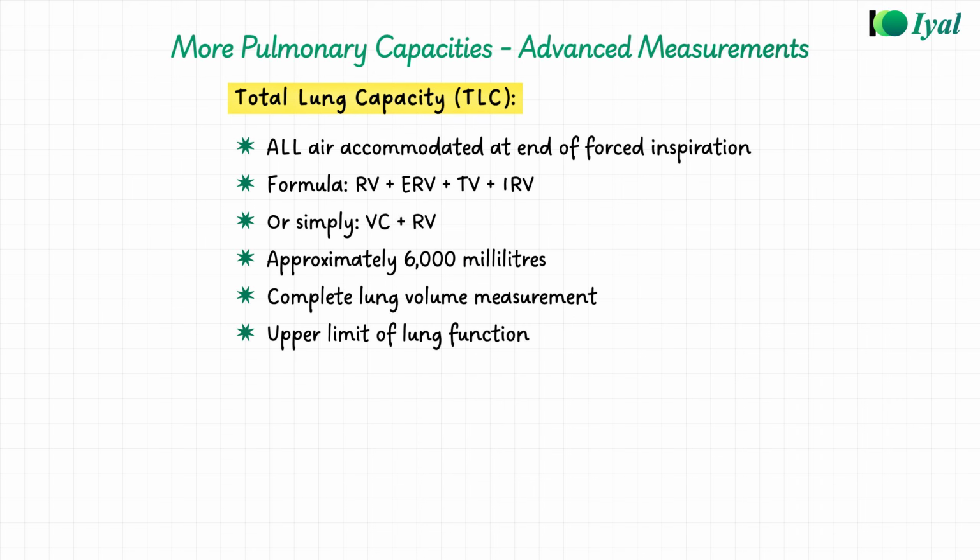Finally, total lung capacity, or TLC. This is all the air your lungs can hold at maximum. It includes residual volume, expiratory reserve volume, tidal volume, and inspiratory reserve volume. RV plus ERV plus TV plus IRV. Or more simply, vital capacity plus residual volume. This comes to approximately 6000 milliliters for a healthy adult. This is the complete lung volume, everything your lungs can hold. If this is reduced in a patient, it suggests their lungs are somehow restricted or damaged.